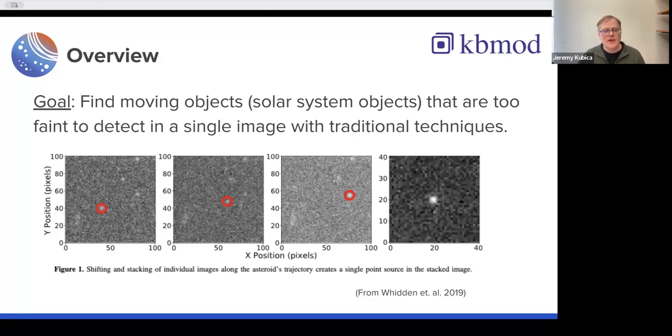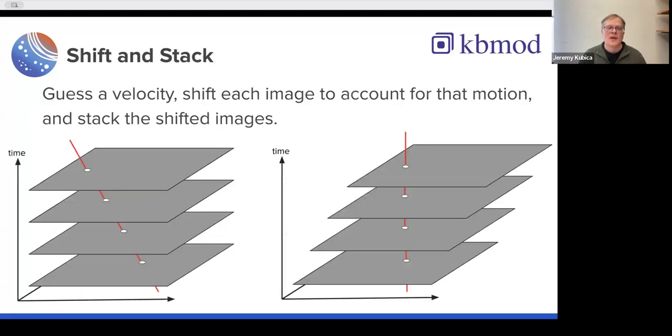But you can see in three images, you have this object moving. And the fourth image is what happens when you center each image on the object and then co-add the images. And it really stands out. And the idea here is that the objects might not be visible in an individual image, but as we put together the evidence from multiple images, we get enough signal to actually process.